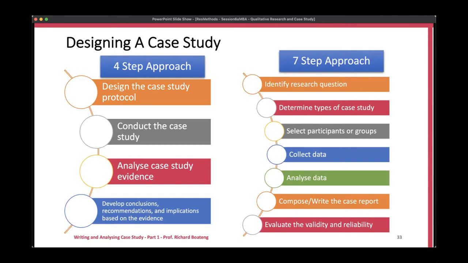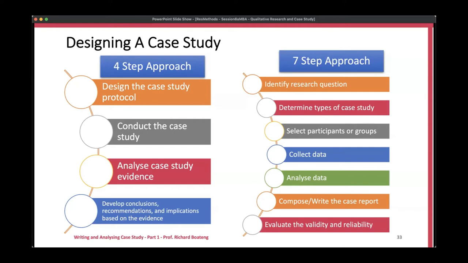Then you can also have a seven-step approach, which is more of a breakdown or expanded form of the four-step. Instead of just designing your protocol, the protocol will guide you to establish the case and what you're going to do. Within the protocol, you're going to define a research question, determine the type of study, and even choose the participants who can be in it and who cannot. All those things will form your case study protocol report.